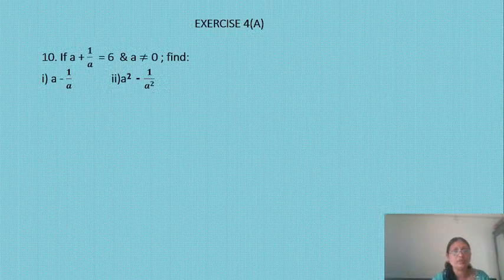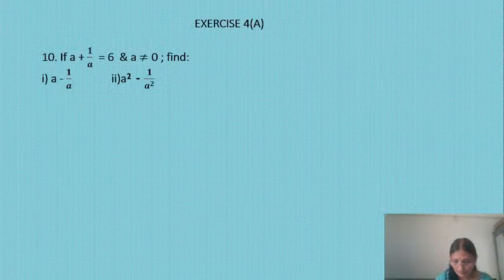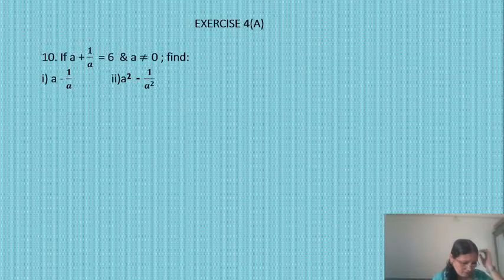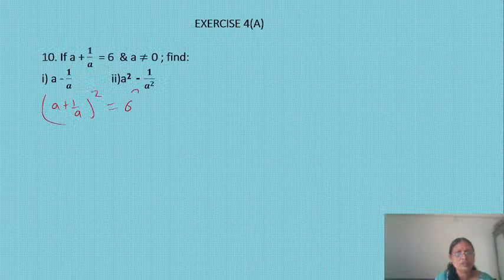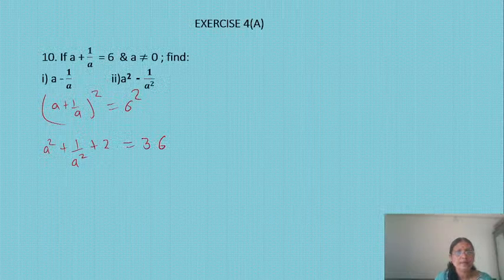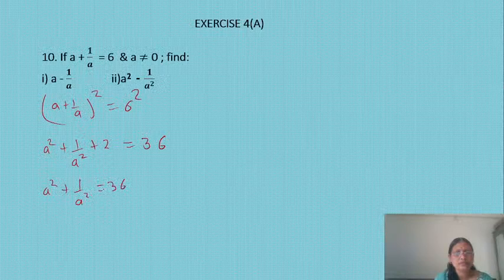Let us move on to question number 10. If a plus 1 upon a is 6 and a is not equal to 0, find this. So always start with what is given. We start by squaring a plus 1 upon a the whole square, which is equal to 6 square. Expand this, we have learned identities. a square plus 1 upon a square plus 2 is equal to 36. So a square plus 1 upon a square is equal to 36 minus 2, which is 34.